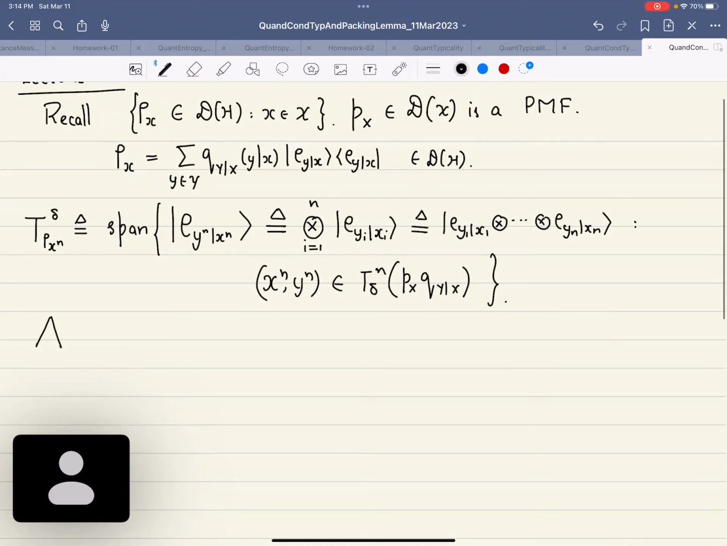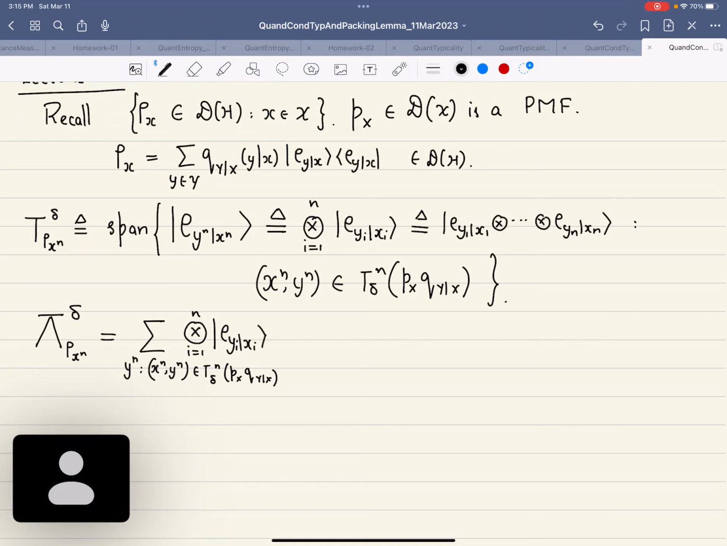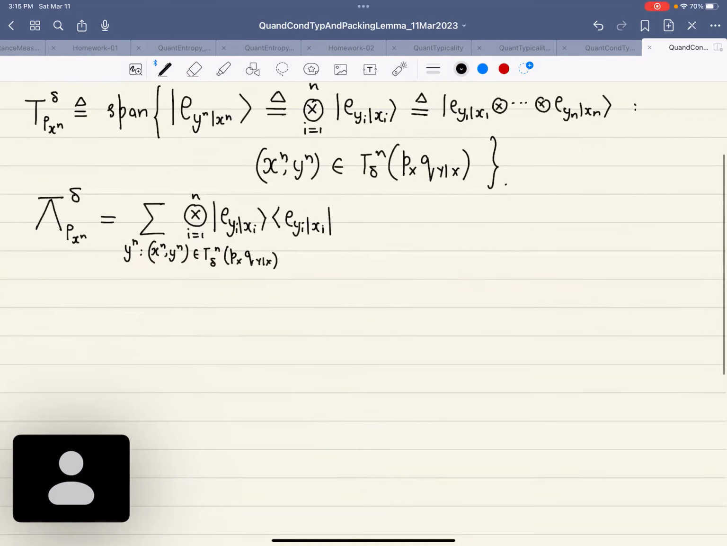And then we had pi rho x^n. If you want to put the delta. So this is the summation over y^n such that x^n y^n belongs to T delta^n of p x q y given x, of the rank 1 projector, tensor over i equal to 1 through n, e y_i given x_i. This is just a notation.